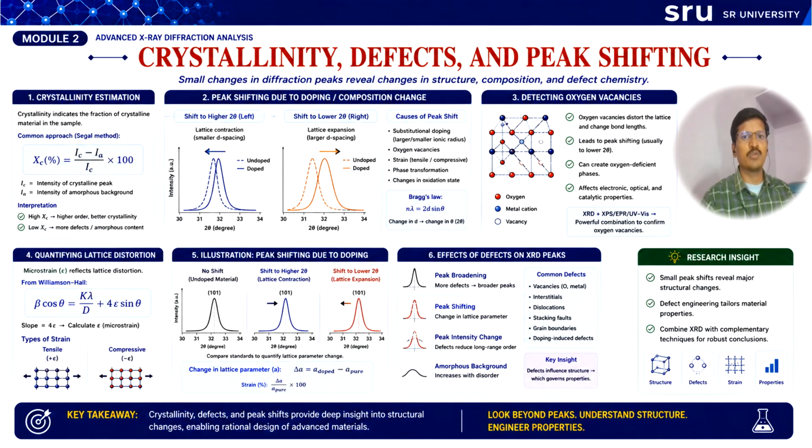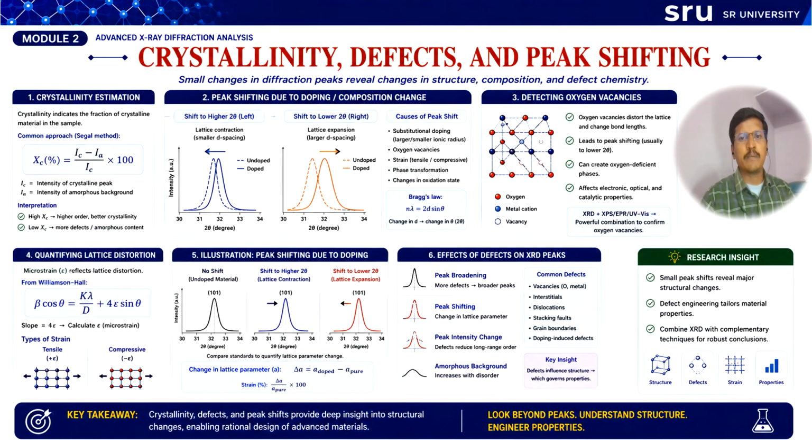Now let us move to the peak shifting due to either doping or composition change. Peak shifting occurs when diffraction peaks move either towards the lower angles or higher angles. This usually indicates changes in the lattice spacing caused by doping, induced strain, defects, or vacancies created in the composite or the material.